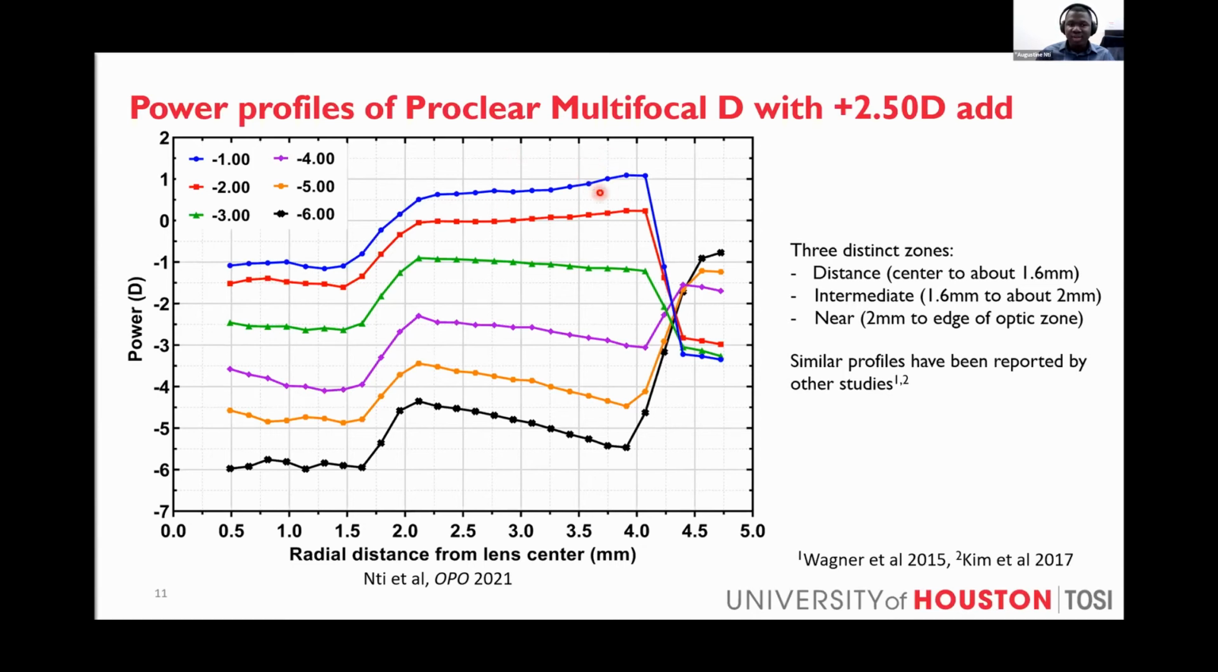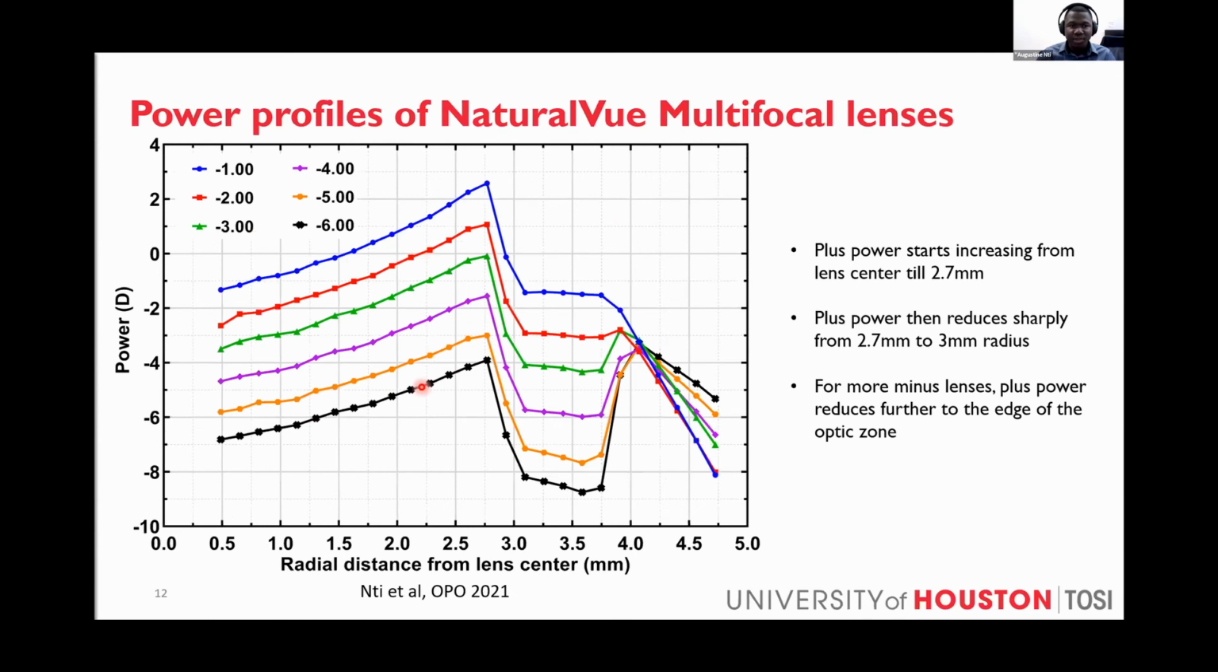Again, we have the same phenomenon where the peak plus power for the lower minus power lenses is at the edge of the optic zone, but it's close to the center of the lens for the high minus power lenses. And finally, we have the power profile of the natural view multifocal, which you can see is very different from the first two lenses we looked at.